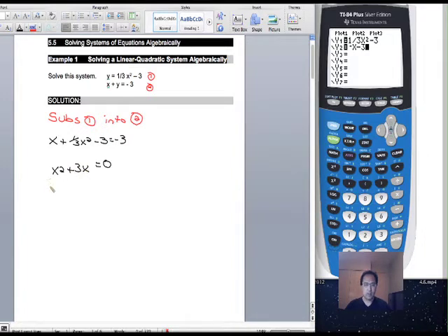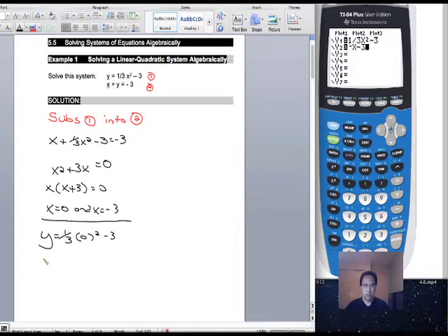We'll take out the greatest common factor of x. x times x plus 3 equals 0. So that means that the x-coordinates of the solution are going to be equal to 0, and equal to -3. Okay. Once we have those x-coordinates, we're going to substitute back into the equation to find out what the y-coordinates are. So I go back to any one of the two equations. Let's use equation 1. 1/3 times 0 squared minus 3. So my y is equal to -3.